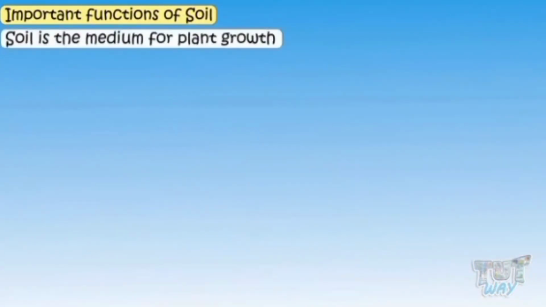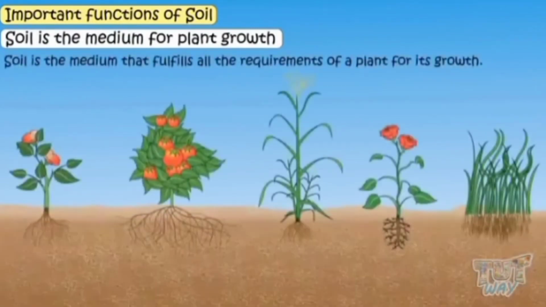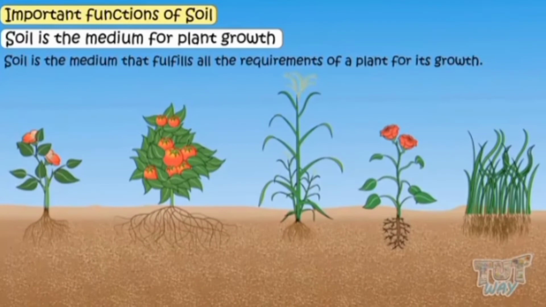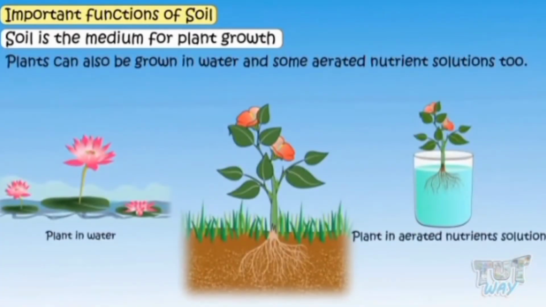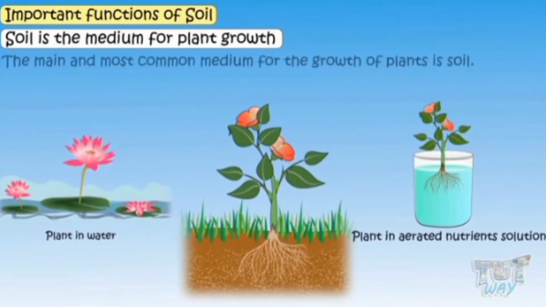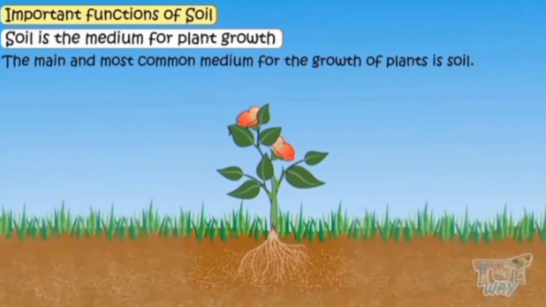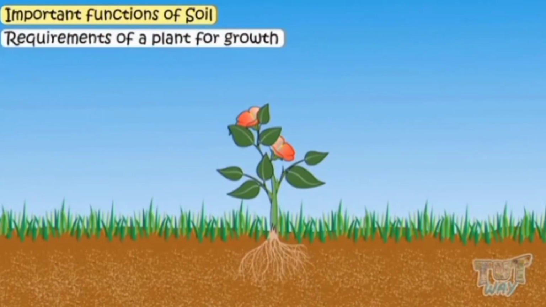Soil is the medium for plant growth. Soil is the medium that fulfills all the requirements of a plant for its growth. There are other mediums too. Plants can grow in water and some aerated nutrient solutions too. But the main and most common medium for plants to grow is definitely soil. Let's see requirements of a plant that are met by soil.